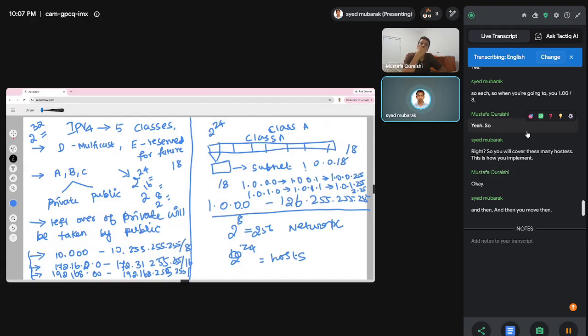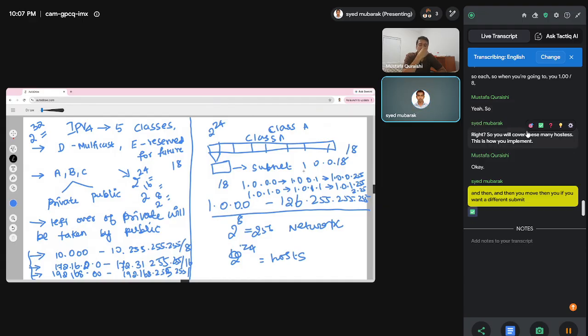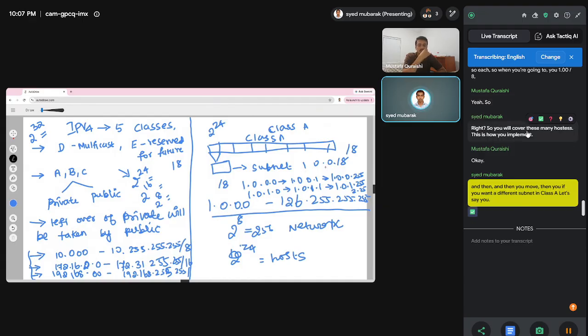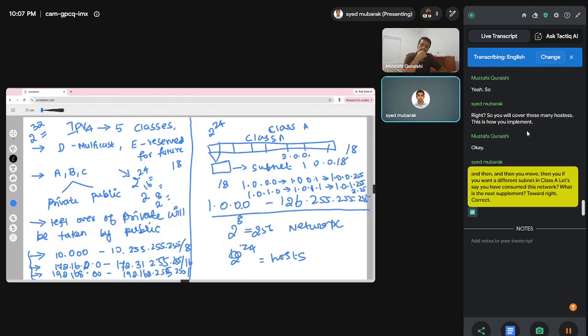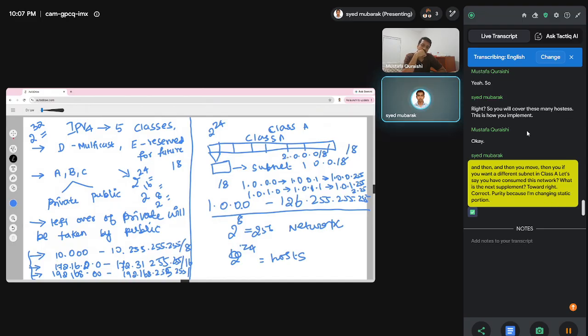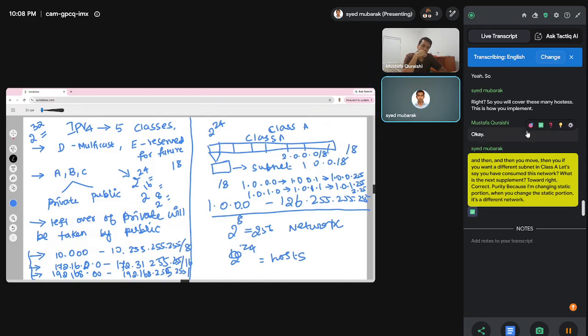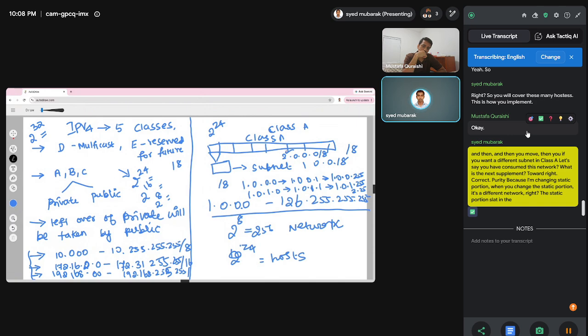Then, if you want a different subnet in class A, let's say you have consumed this network. What is the next subnet? 2.0.0.0/8, because I'm changing the static portion. When you change the static portion, it's a different network, right? The static portion indicates the network portion, correct?